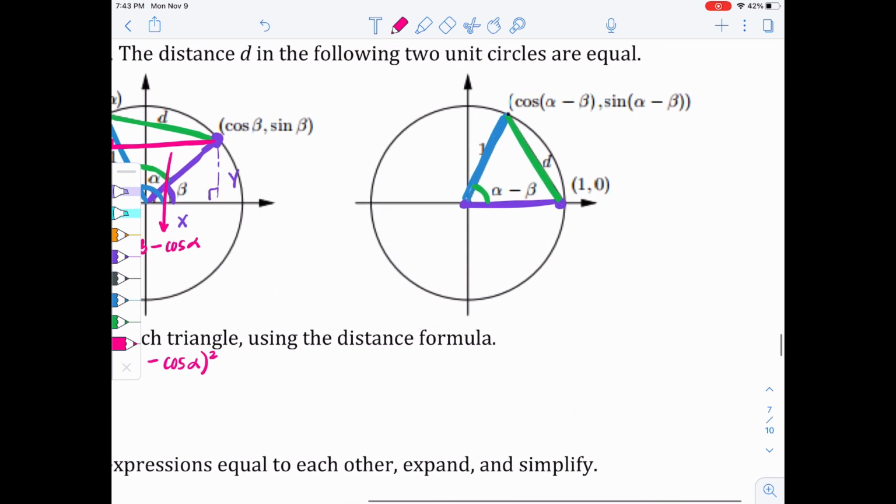I'm going to do the same process with the triangle on the right, where I'm going to drop my leg down from that point and create a right triangle, where I'm going to use that right triangle and the Pythagorean theorem to help us find the length of D.